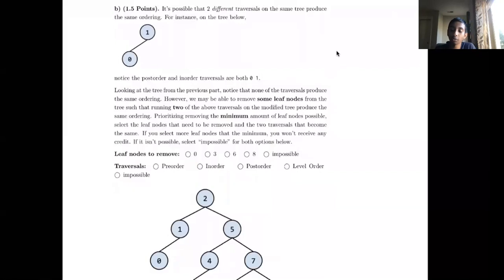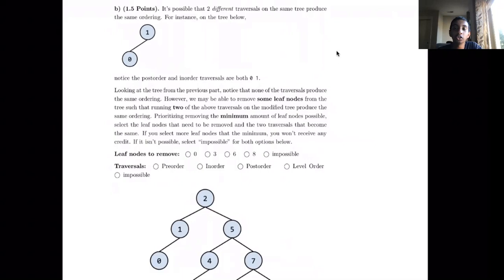And if you look at the tree from the previous part, we notice that none of the traversals produce the same ordering. However, we may be able to remove some leaf nodes from the tree such that running 2 of the above traversals, which are 2 of the following: pre-order, in-order, post-order, and level order, on the modified tree will produce the same ordering. So by prioritizing the minimum number of leaf nodes possible, we need to select the leaf nodes that need to be removed so the 2 traversals become the same.